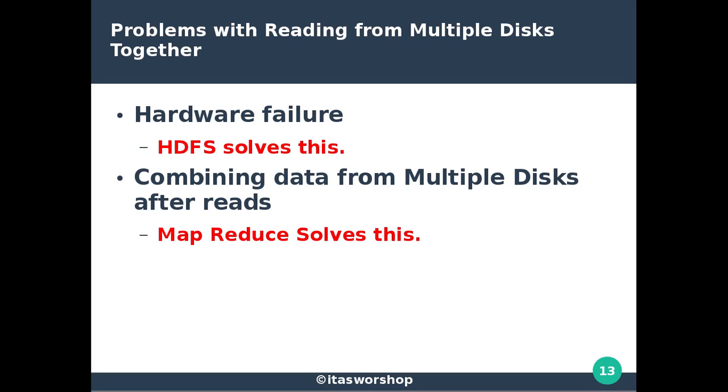So for reading from multiple disks, for hardware failure we got HDFS, and for combining results we got MapReduce. That's how it does it. So Hadoop has two things, HDFS and MapReduce. That's the core part of Hadoop.